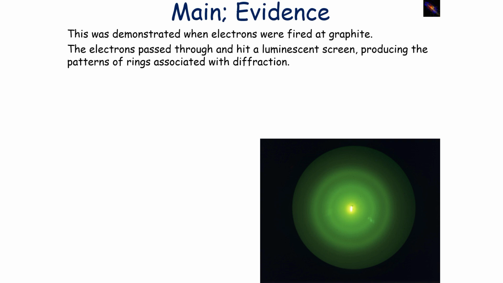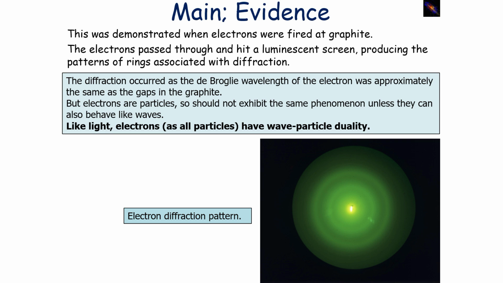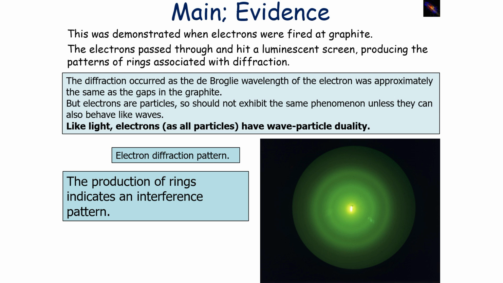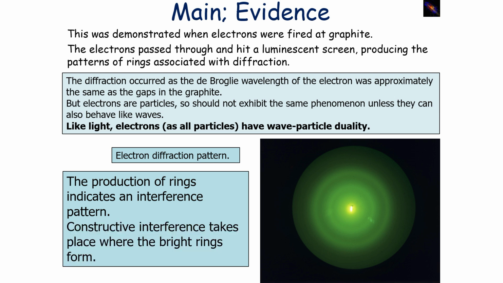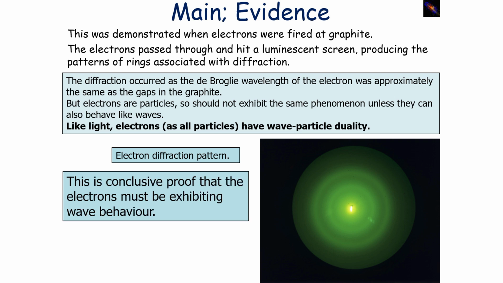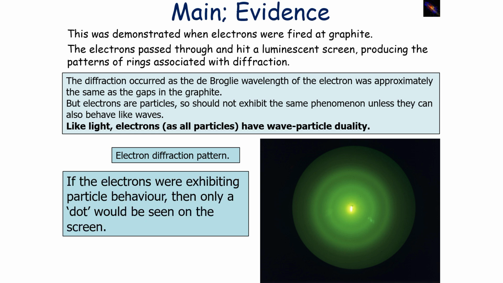So when electrons pass through graphite, they will pass through gaps in graphite similar to their de Broglie wavelength. They'll hit a luminescent screen and produce patterns of rings associated with diffraction. So this was proof that electrons and all particles have a wave-particle duality. The production of rings indicates an interference pattern. Constructive interference takes place where the bright rings form. Destructive interference takes place where the dark rings form. So it's conclusive proof that electrons must be exhibiting wave behavior. If the electrons were exhibiting particle behavior, you would only see a dot.